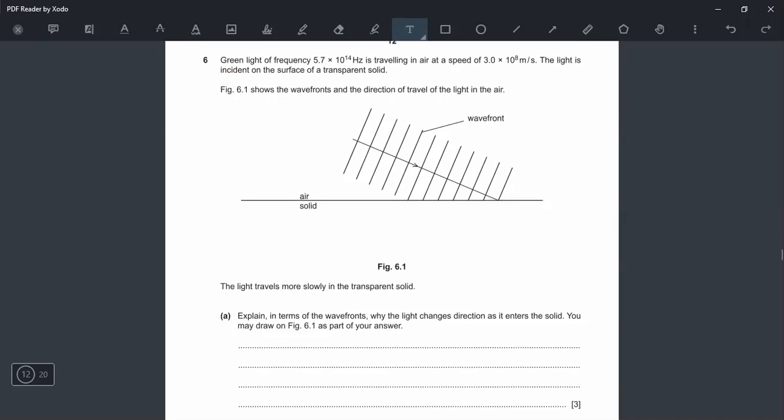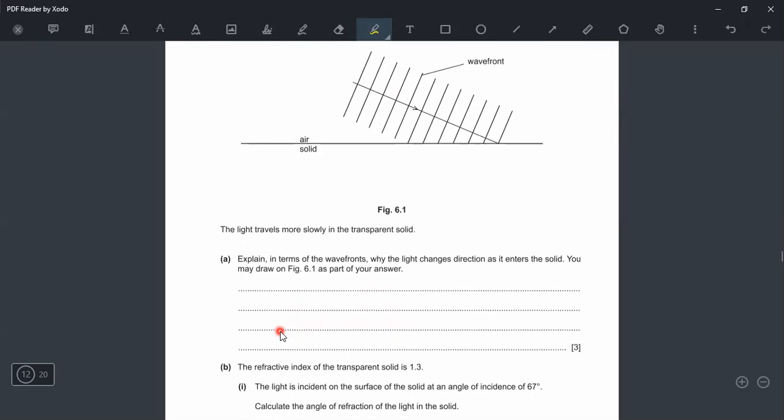Next up, green light of frequency 5.7 times 10 to the power of 14 hertz is traveling at an air speed of 3 times 10 to the power of 8. The light is incident on the surface of a transparent block. Figure 6.1 shows the wave fronts in the direction of travel of the light in the air. The light travels more slowly in the transparent solid. We know that, but he has to emphasize that. Explain in terms of wave fronts why the light changes direction as it enters the solid. You may draw on figure 6.1 as part of your answer.